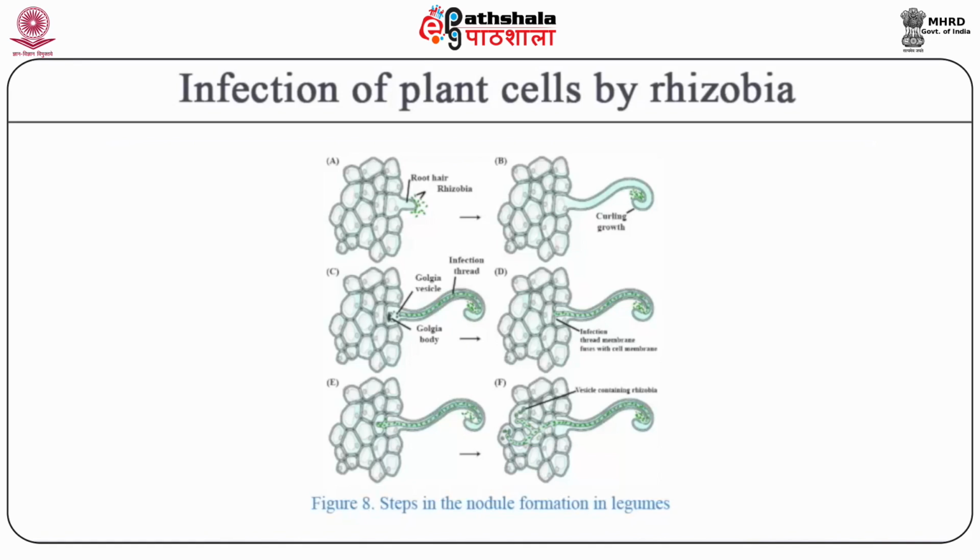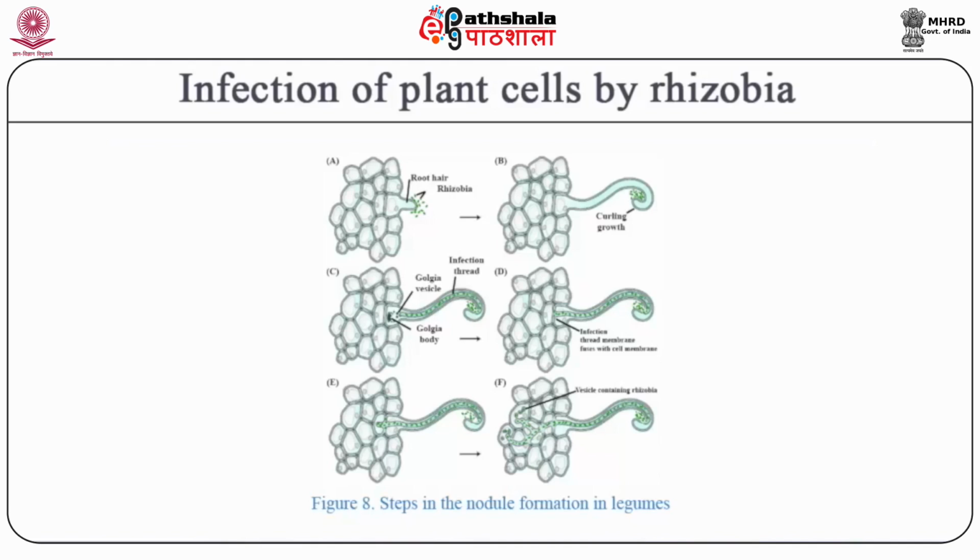Following the chemotactic movement of rhizobia towards the plant cells, infection of the plant cells by the rhizobia occurs in the following stages. In part A of the figure, formation of the infection thread is seen. The nod factors induce a curling of the root hair cells which enclose the rhizobia.